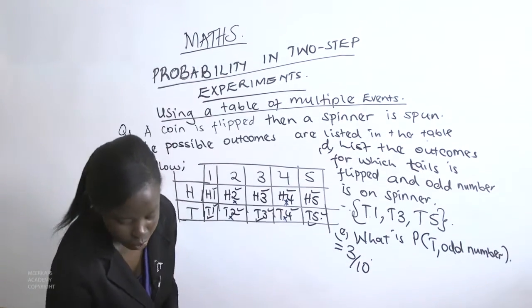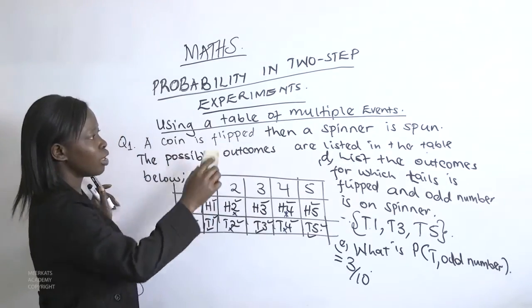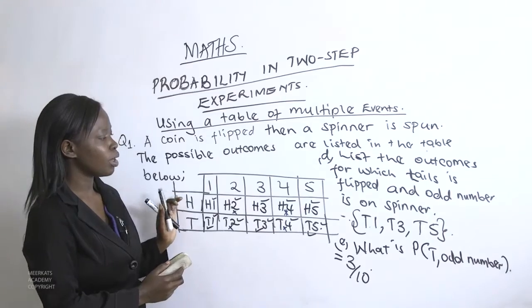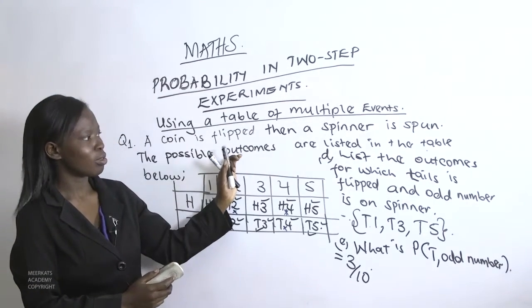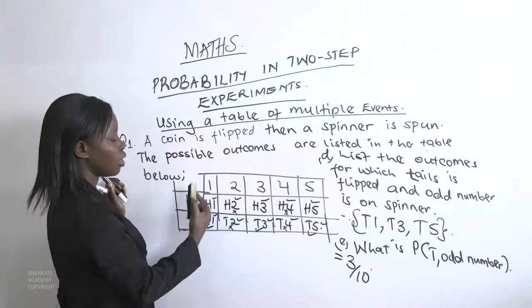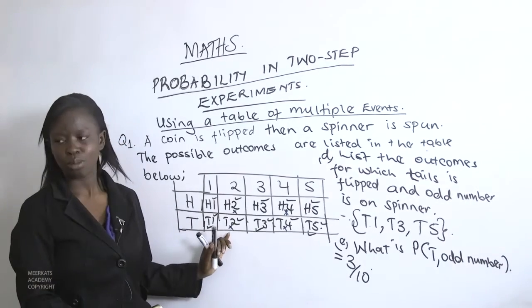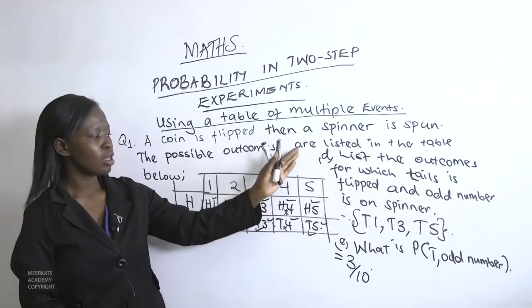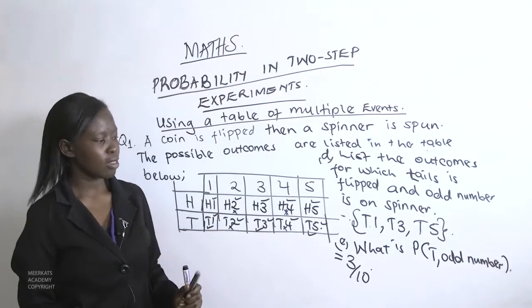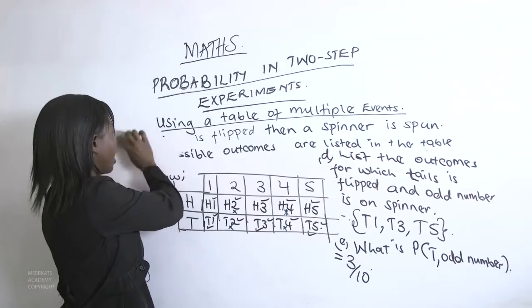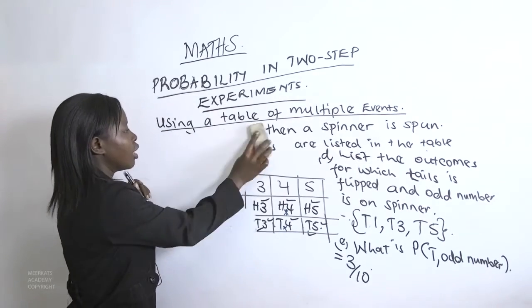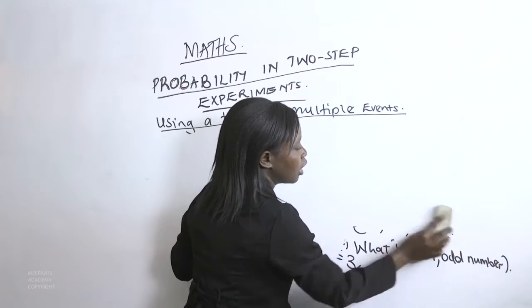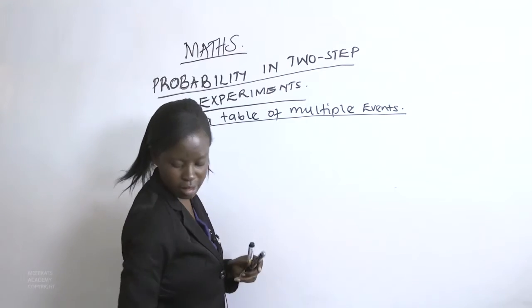That is one of the questions that is dealing with multiple events, but in this case we only have flipping a coin and spinning a spinner. So we have two events. We've listed them down in the table. So we've used this table to list down our outcomes. Then using the table, we answer the questions that are required of us. Let us look at another question involving multiple events.